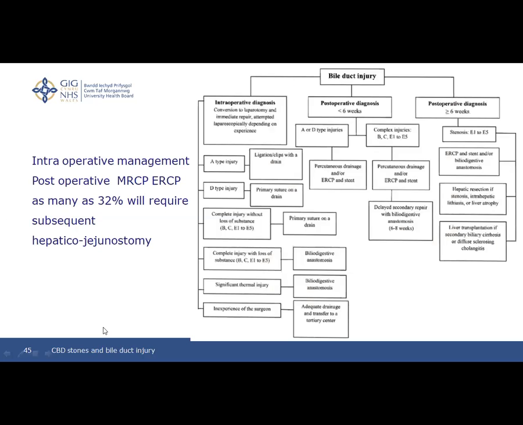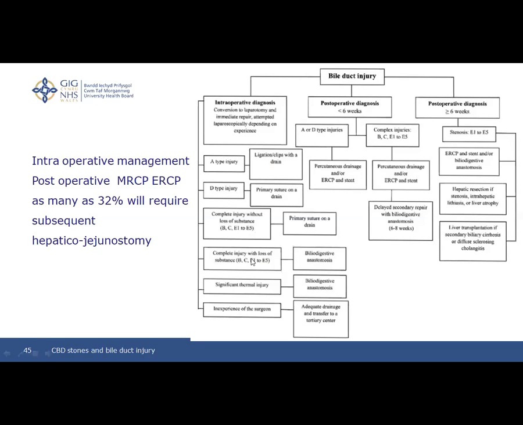So how are we going to manage any bile duct injury? The most important thing in management of bile duct injury is intraoperative assessment. If the surgeon understands that there is a common bile duct injury, the repair is very easy. Try to manage the patient intraoperatively. For example, for a type A injury, place a clip and do an ERCP post-operatively. If it is type B and C and E1 to E5, primary suture with a drain is easily possible.